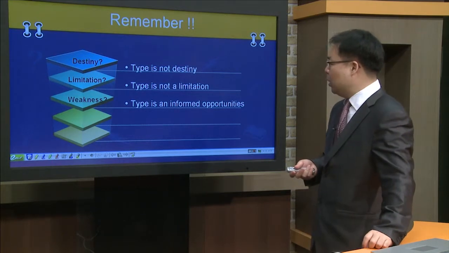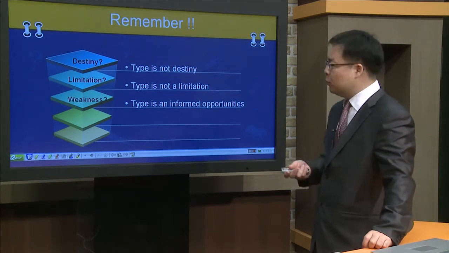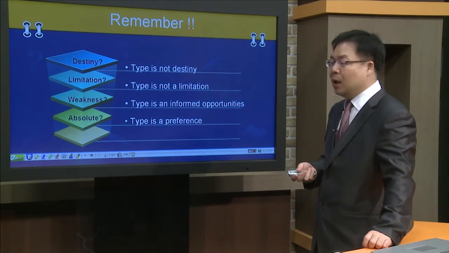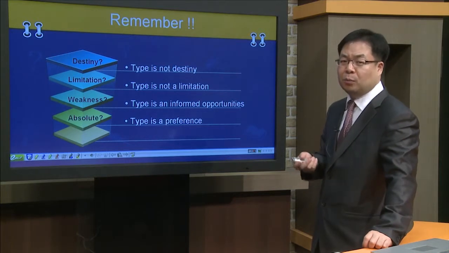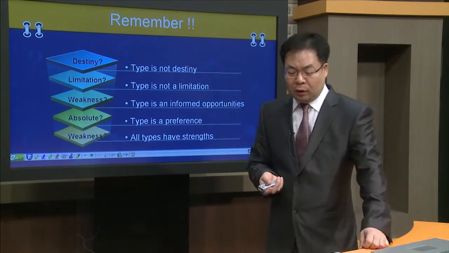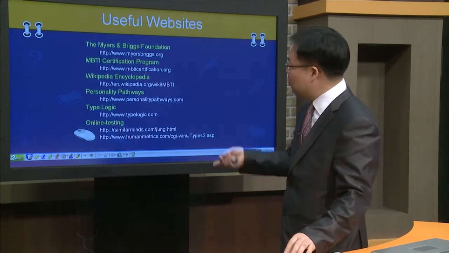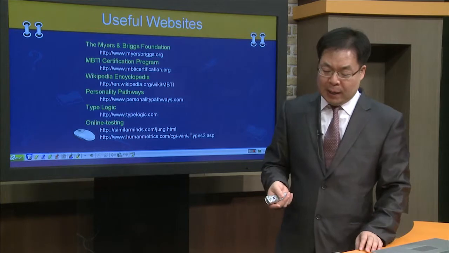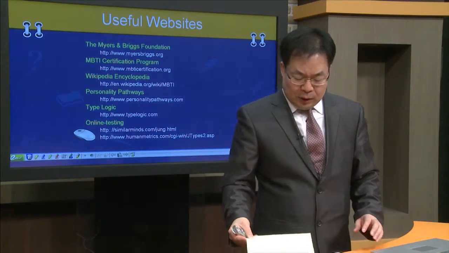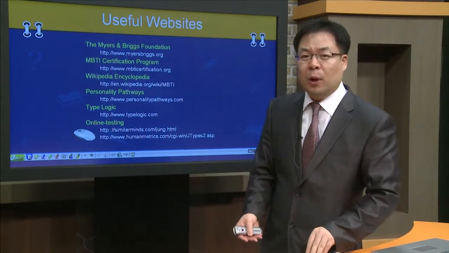And weakness is not on the same line. Type is an informed opportunity. You try to use your personality, and this is not an absolute rule. This is a preference. All types have strengths. Okay. So today we talked about the MBTI, and there is a useful website you can take a look at to get more information. And also you can take another test by visiting this website.